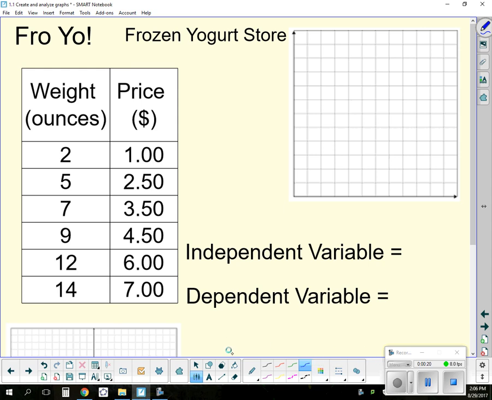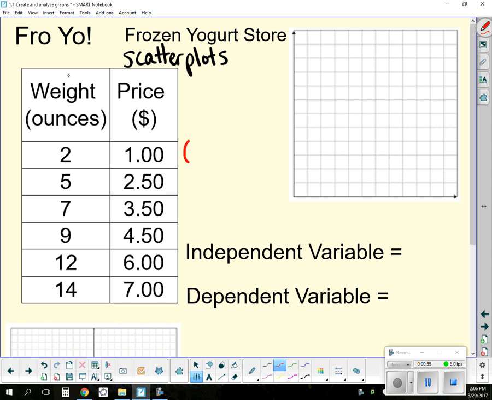Okay, the first thing we are going to work on is some scatter plots. I know you guys are familiar with scatter plots. They are done on coordinate planes, and you're basically just plotting points that represent some information. In this case, our information is about a Froyo store. Frozen yogurt's my favorite. And we are talking about one that charges based on how many ounces you purchase. So we can think of these all as ordered pairs.